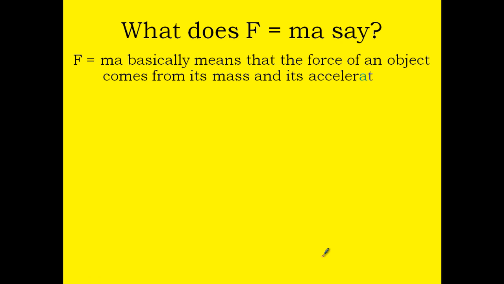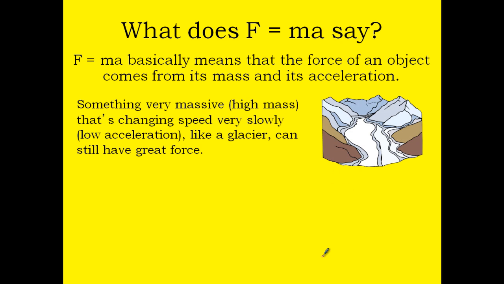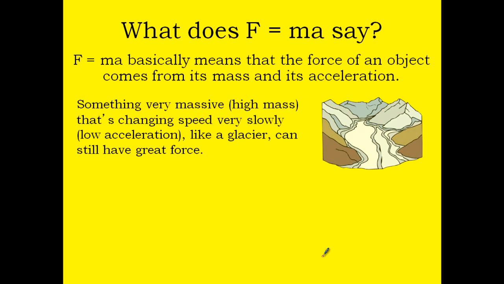So F equals ma basically means that the force of an object comes from its mass and its acceleration. Forces are produced by accelerations, or accelerations are produced by forces. Something very massive, meaning it has a high mass, that's changing speed very slowly, which means it has a low acceleration, like a glacier, can still have a great force. That huge mass, even though acceleration is low, is still going to result in a great force.